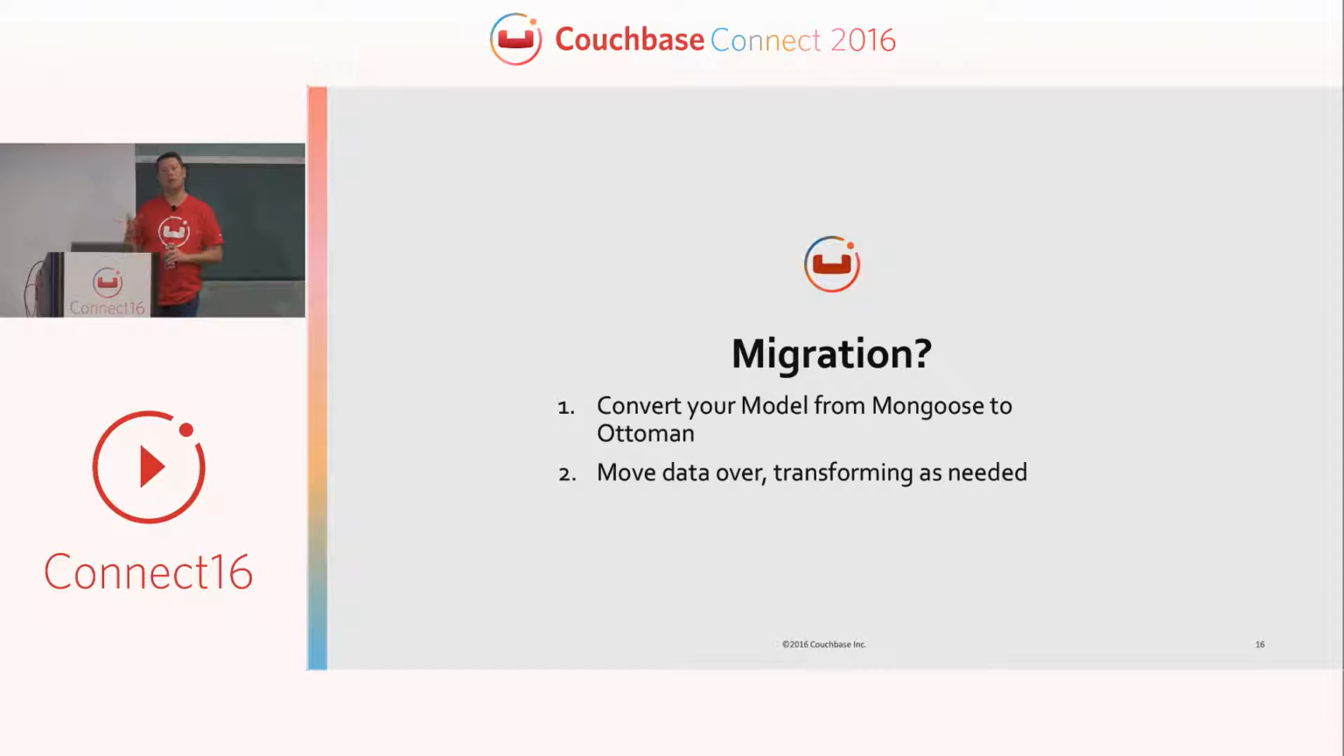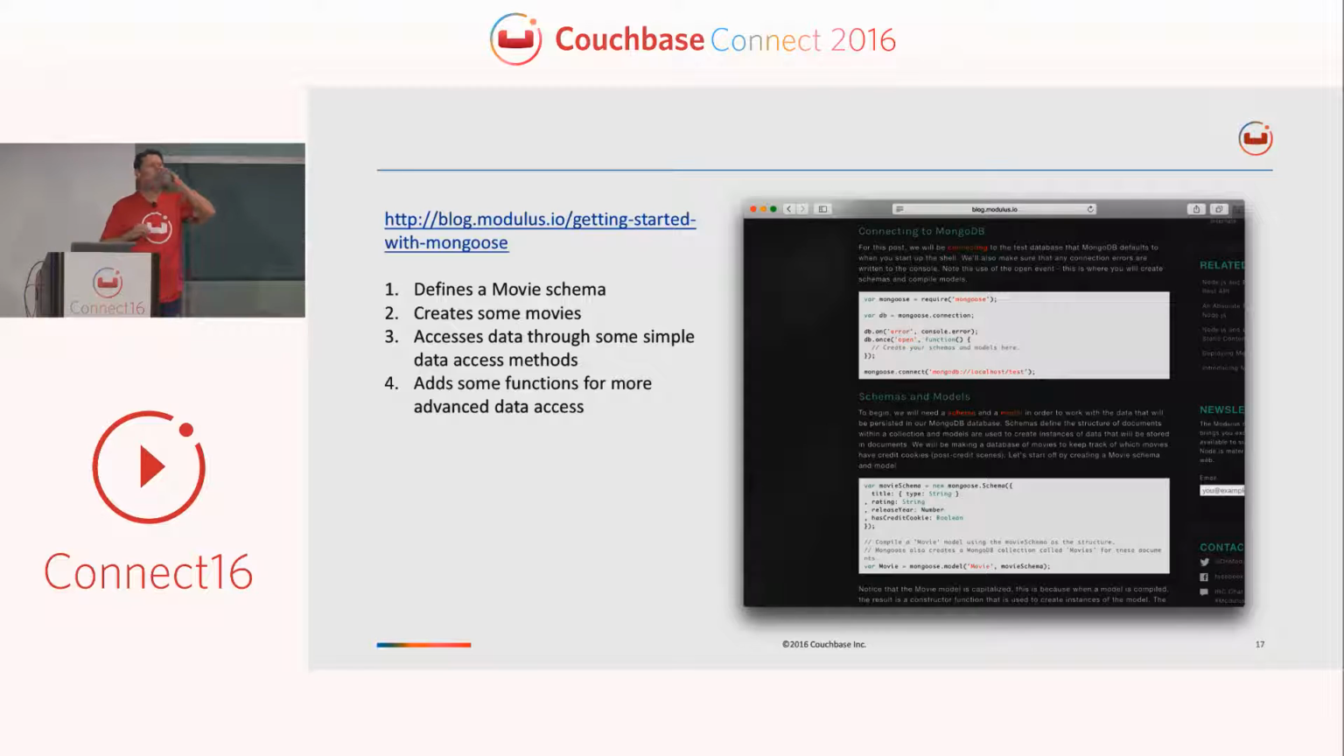And so we're going to do that right here. We're going to talk about what it would take to convert one of these. If you were to do a search for Mongoose getting started, this is the blog that would come up. And it's a pretty good blog. It's from modulus.io. I don't even know who they are. I think they might be a consulting company, but it's their blog. And they have a getting started, and it's a very popular blog. Really what it does is it defines a movie schema, creates some movies, and then accesses those movies through some simple data access methods. And then finally, they add some functions for more advanced data access.